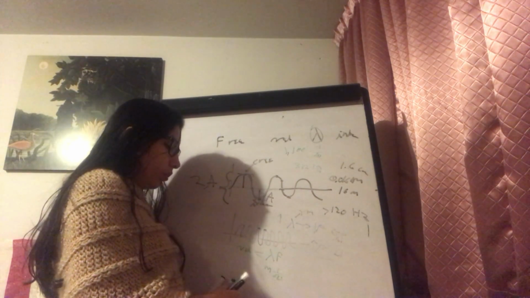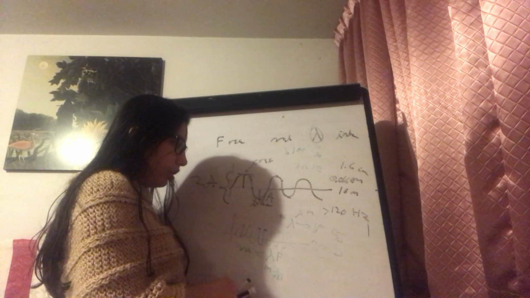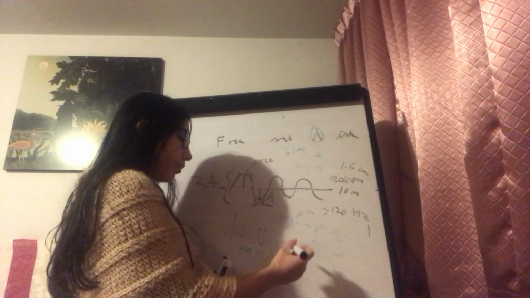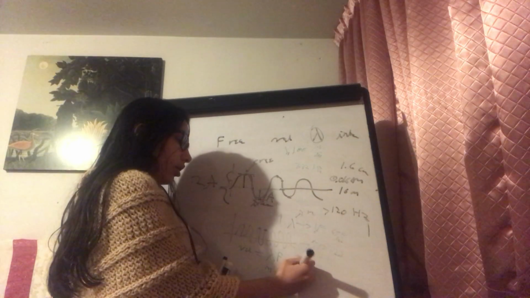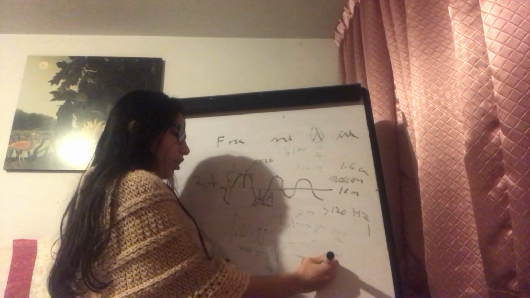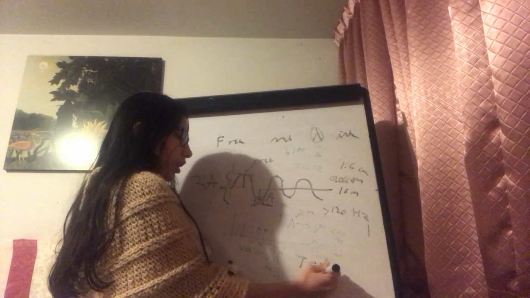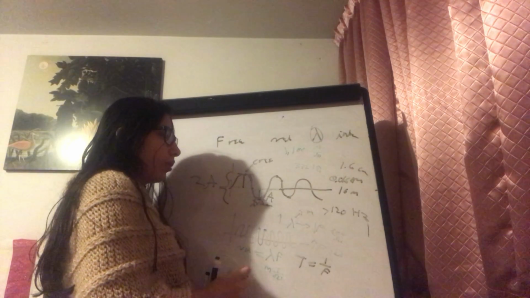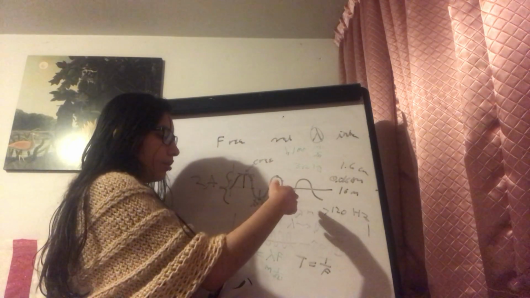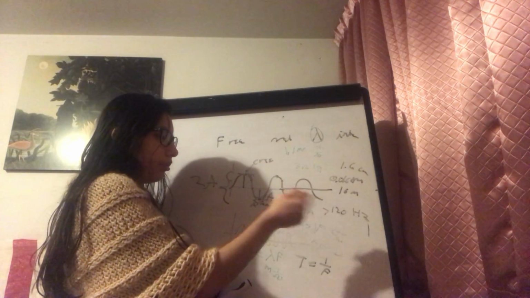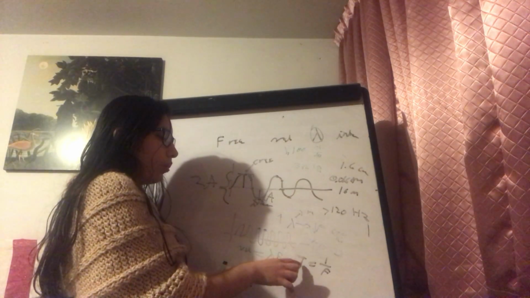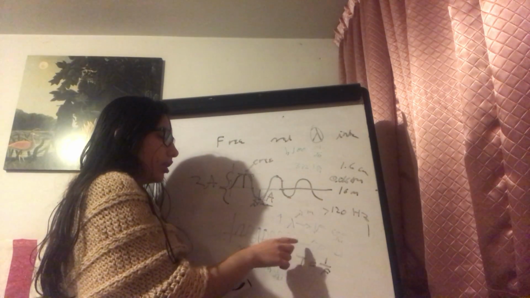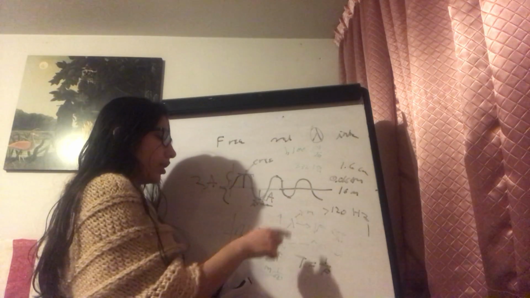Alright. Now let's see the period. The period, represented as T, is 1 over frequency. That is, in frequency we're saying how many cycles per second. In the period we are saying how much time it takes to complete one cycle.